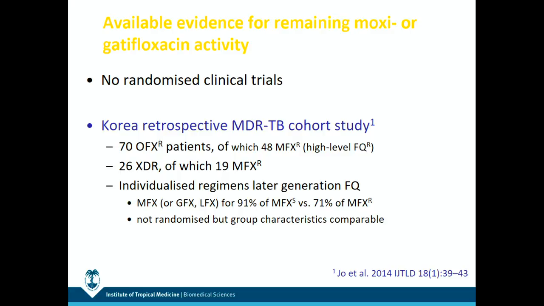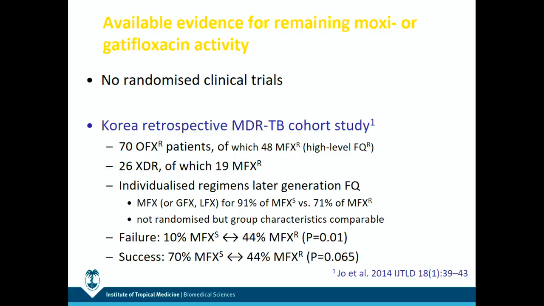The patients did receive individualized regimens with a later generation of fluoroquinolones. So most of them had Moxifloxacin, but some also Gatifloxacin or Levofloxacin. So it was really individualized treatment. It was not randomized, but when they did the analysis, the groups were comparable. Yeah, and 91% of them were susceptible versus 71 of the Moxifloxacin treated were Moxifloxacin resistant. So what was the outcome of this study?